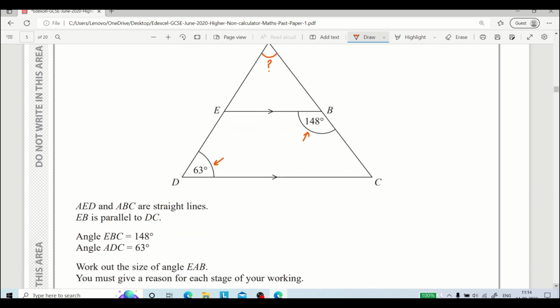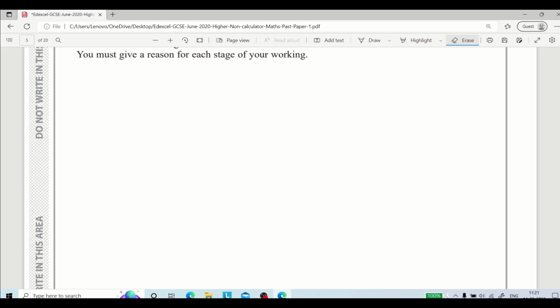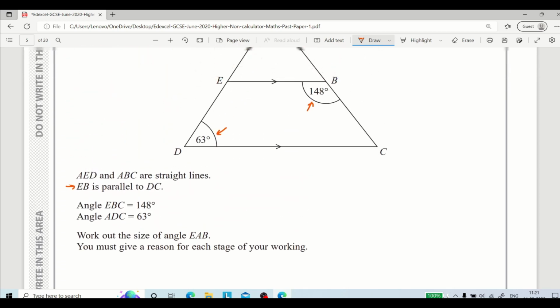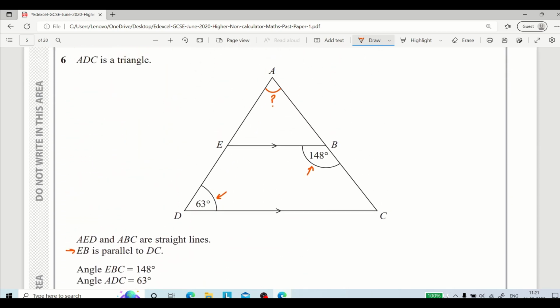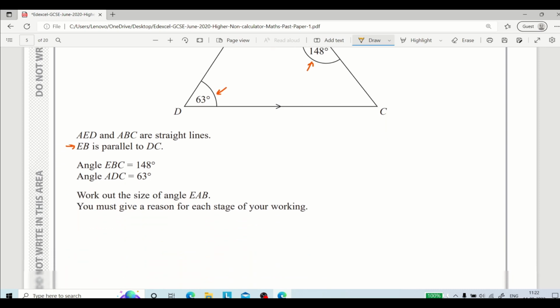Okay. You must give a reason for each stage of your working. So our approach here, in order to find this unknown angle, that is EAB, is to find these two angles, angle AEB and angle ABE, in order to find the third unknown part. Why? Based on the sum of all angles in a triangle being 180. This is the approach that we are going to use. So yes, let's get started.